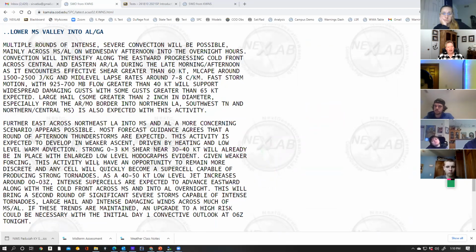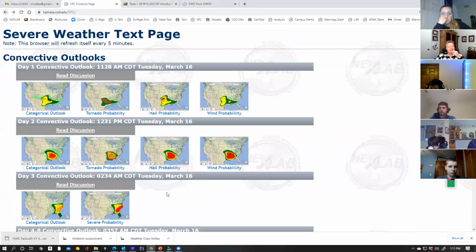I'm not going to get into this now, but we have a second round of severe storms capable of intense tornadoes. This is overnight from 7 to 10 p.m. So an upgrade to a high risk. Now, high risks are only issued maybe 2 or 3 times a year on average. Sometimes we get no high risks a year. Sometimes we might get a few more. But the fact that tomorrow looks like it's going to be a high risk of storms is pretty significant, and it's a pretty large area.